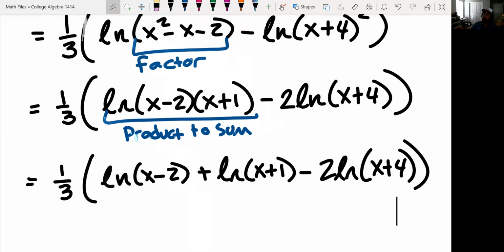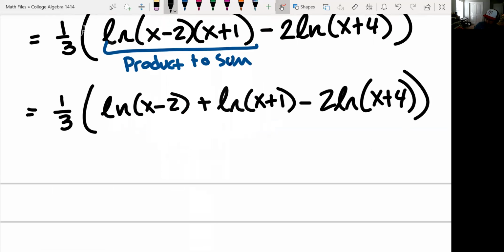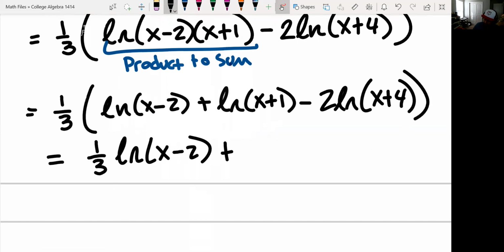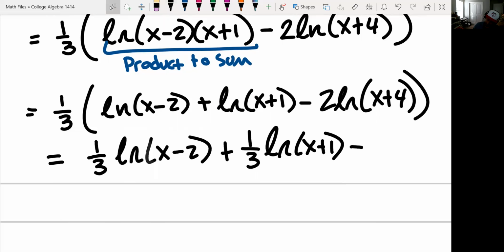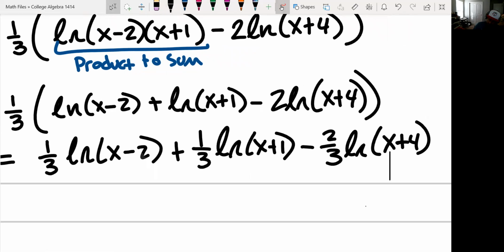Okay, and now the very last thing to do is let's go ahead and distribute that 1/3. I don't think we have to, but we'll do it anyways. So you'll get 1/3 natural log x minus 2 plus 1/3 natural log x plus 1 minus 2/3 natural log x plus 4. And there we have it.